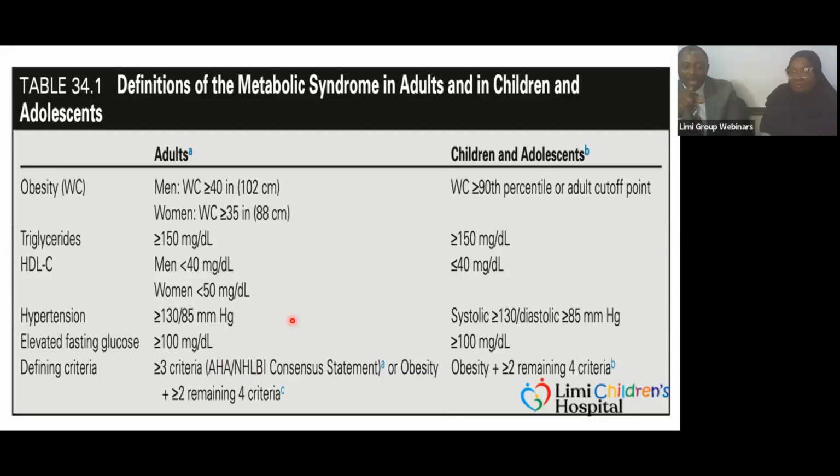So if we have systolic blood pressure greater than 130, or diastolic blood pressure greater than the 85th percentile, 85 millimeters, we will say this is hypertension for them, right? The blood sugar, elevated fasting plasma glucose level, is also stated.